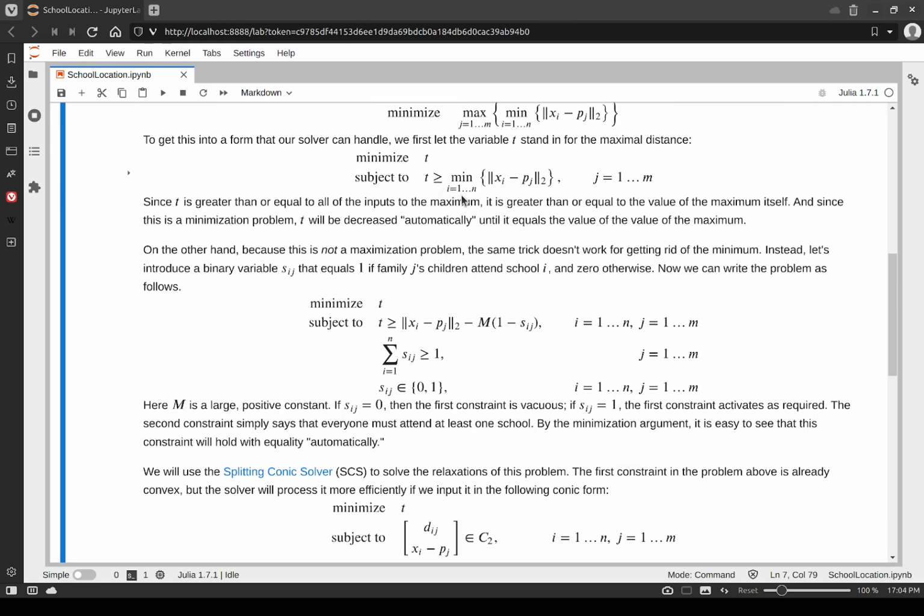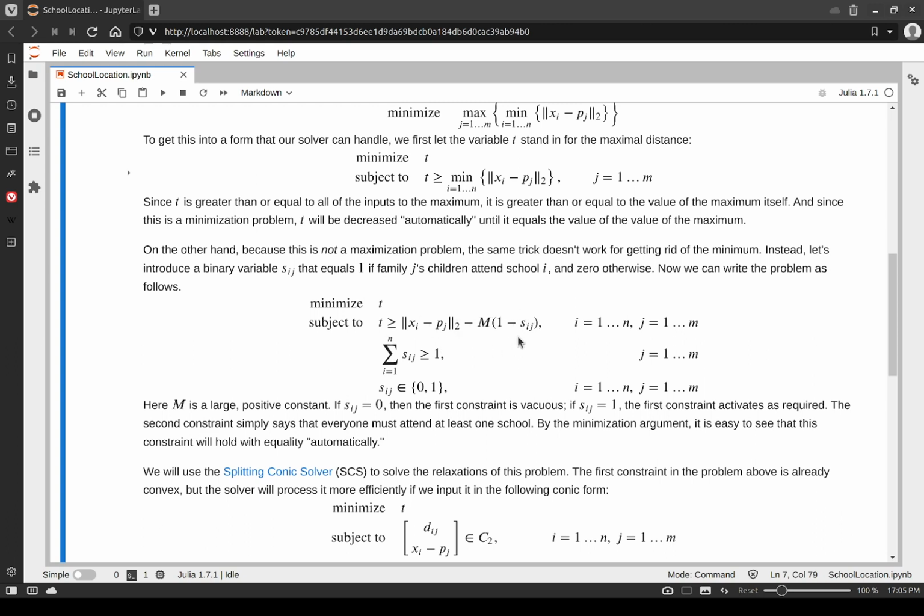Unfortunately, that same trick does not work to get rid of this min here. And instead, we're going to use a kind of binary selector variable. Here, Sij equals 1 if the children of family j attend school i, and it will be 0 otherwise. And now we can write the problem in this new form.